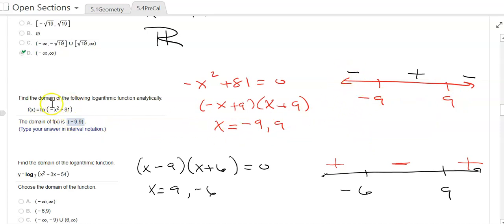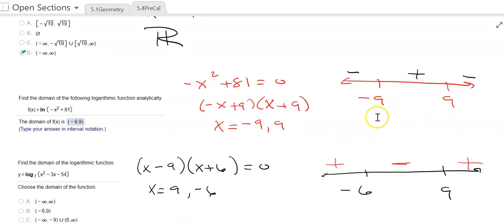So if I plug in negative 10 here, I end up getting a negative number. And we can't have that. If I put in 0, which is a number in between, I get 81, which is positive, so I can use that. And if I put in 10, I also get a negative number. So that lets me know that where the positive numbers are, that is where my domain is. So I know my domain is between negative 9 and 9.